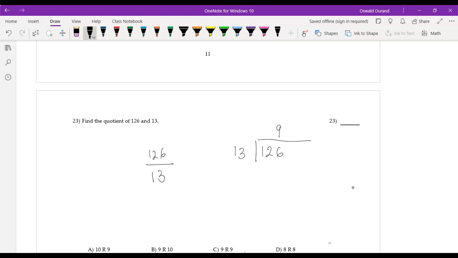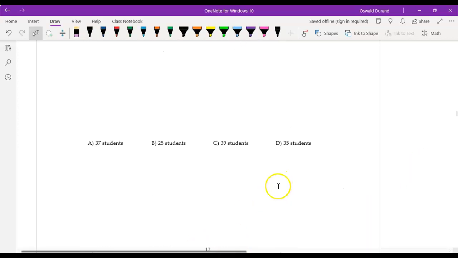So 13 times 9 is equal to 117. So you put 117 right at the bottom, but you have to subtract 117 from 126 because it's a process of elimination. And then 126 minus 117 is 9, right? Since 13 does not go into 9, and we're not dealing with decimal numbers, so 9 is my remainder. Okay, so that's that. So 9 is your quotient, and 9 is your remainder. So 9 remainder 9 is your answer.